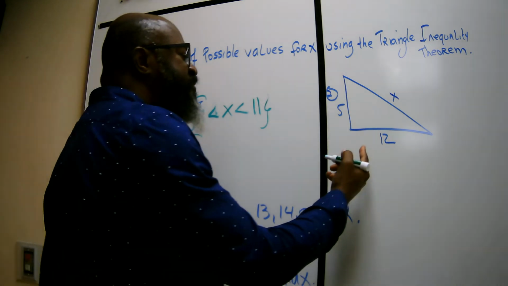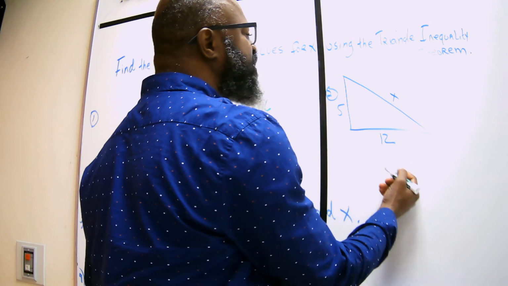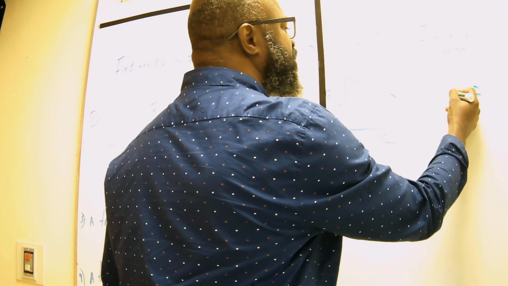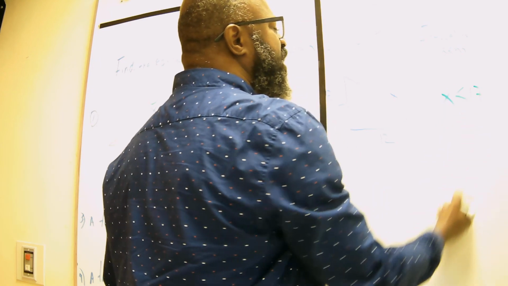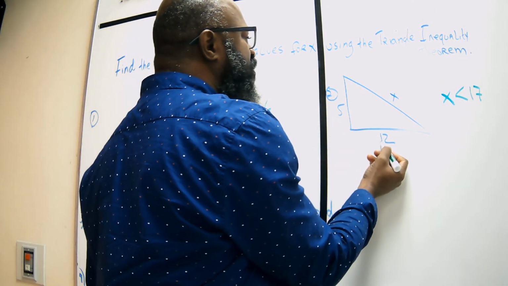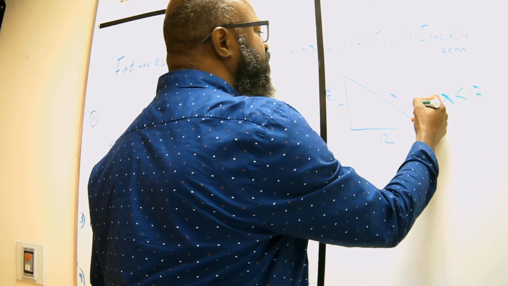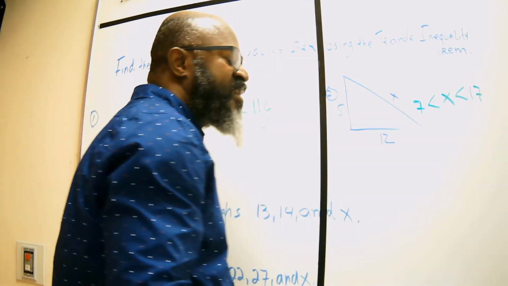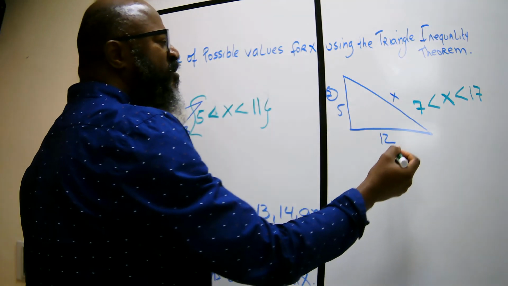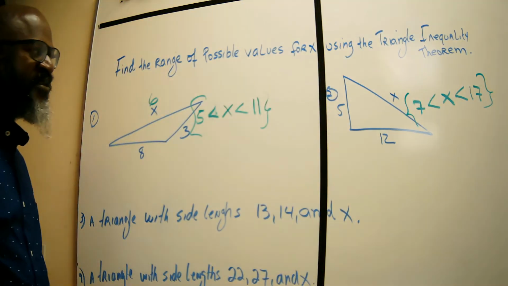If I want to do number 2, I will have to add 5 plus 12, 17. Therefore, 17 has to be greater than x. X has to be below 17. And I need to subtract 5 from 12, then x has to be greater than 7. If x is 7, it's not going to work. 7 plus 5 is 12, and 12 is not greater than 12. So anything between 7 and 17 will work.